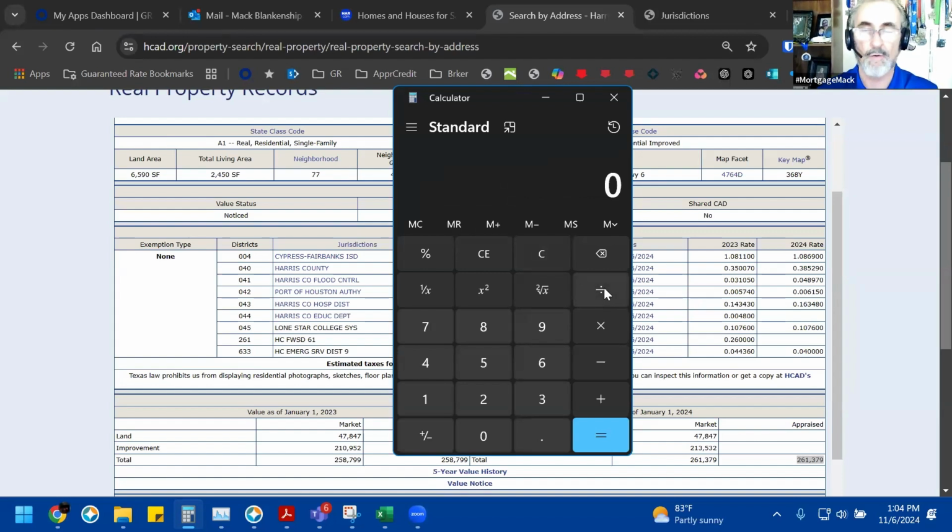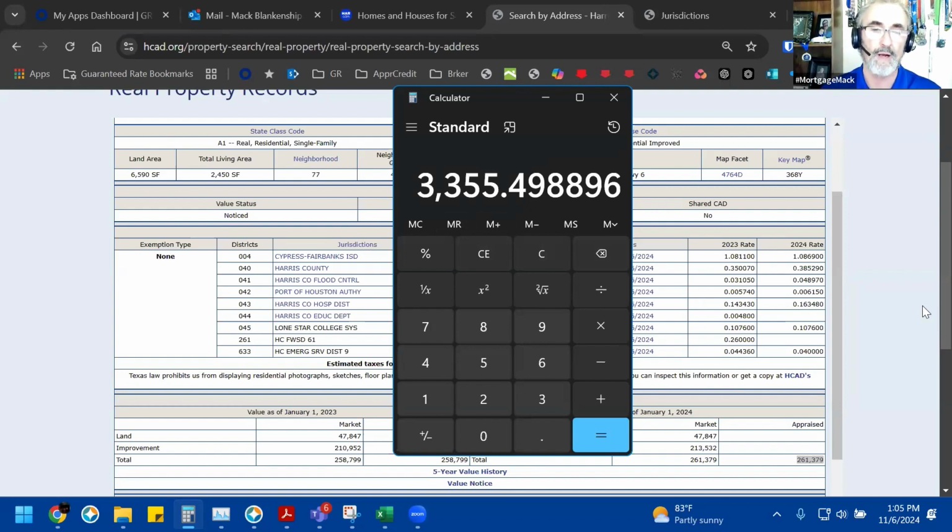Now let's do Lone Star College. I know for a fact Lone Star College gives 8% off. There's your Lone Star College, and let's see what's left. Harris County District is 10%. So let's do 261.4 times 0.90 divided by 100 times 0.04. And there's your emergency service district. And there's your taxes. And I have a spreadsheet here that I'm going to show.